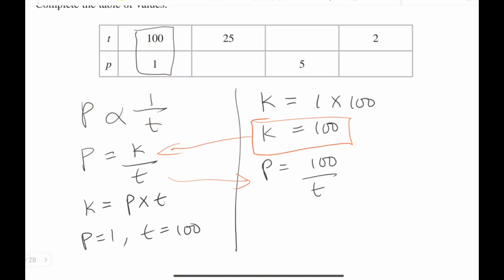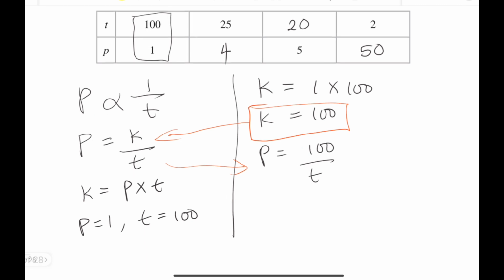When T is 25, P is 100 divided by 25, which is 4. When P is 5, T is 100 divided by 5, which is 20. And when T is 2, P is 100 divided by 2, which is 50. I hope that makes sense.